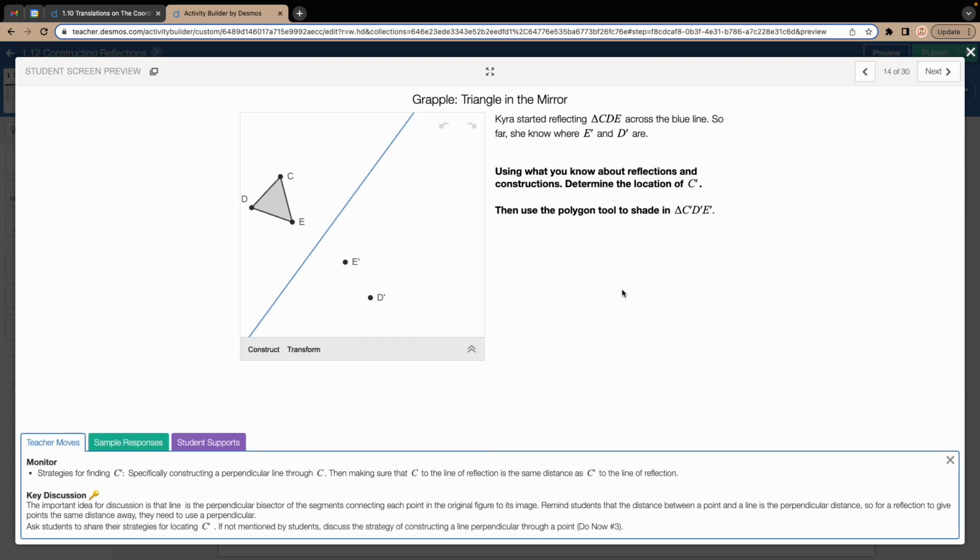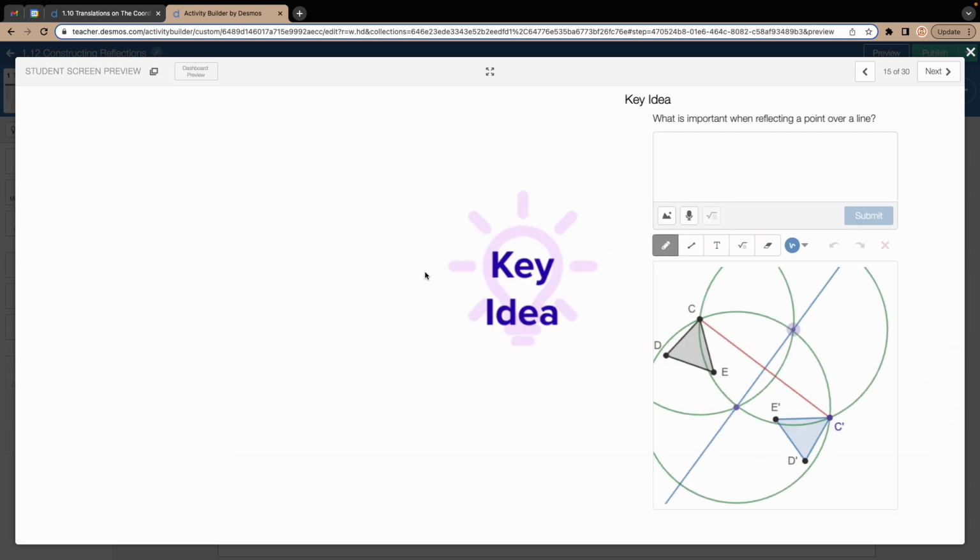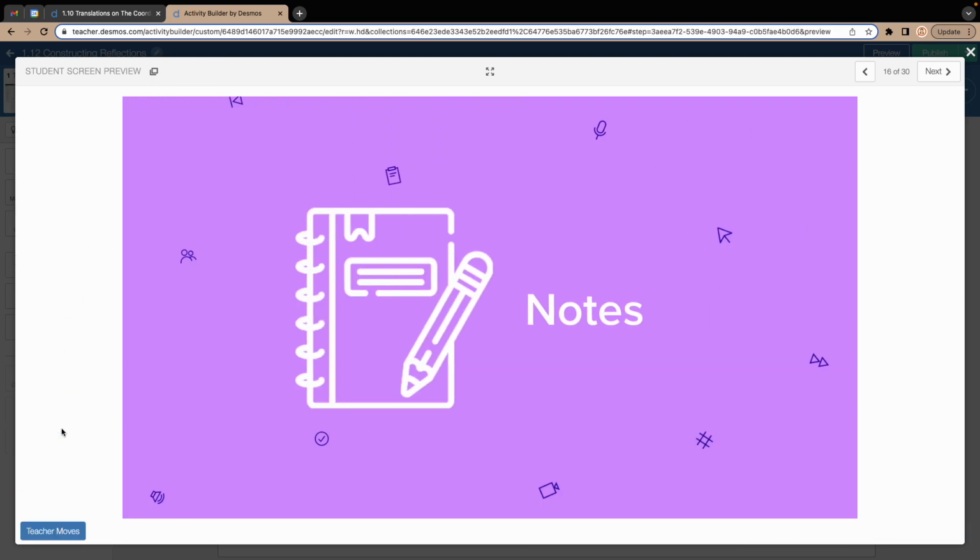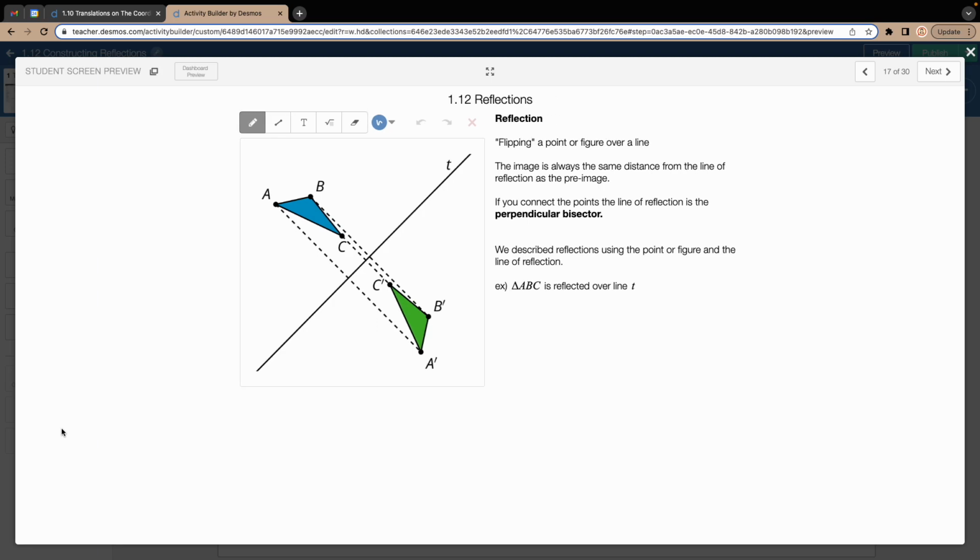So we tried to figure out how we could do it in class just by practicing, trying to make the triangle over here. But let's go to the notes to see the actual way to do it. To reflect or flip a point or a figure over a line, the image is always the same distance away from the line as the pre-image. So B to line T would be the exact same distance as B prime to line T. So we could say they're congruent. Remember, that's called a perpendicular bisector because these lines are also perpendicular, or create 90-degree angles. So that's how we know if we're reflecting.